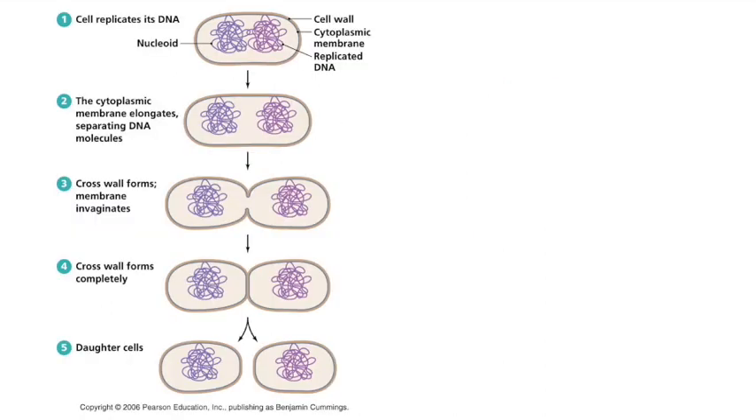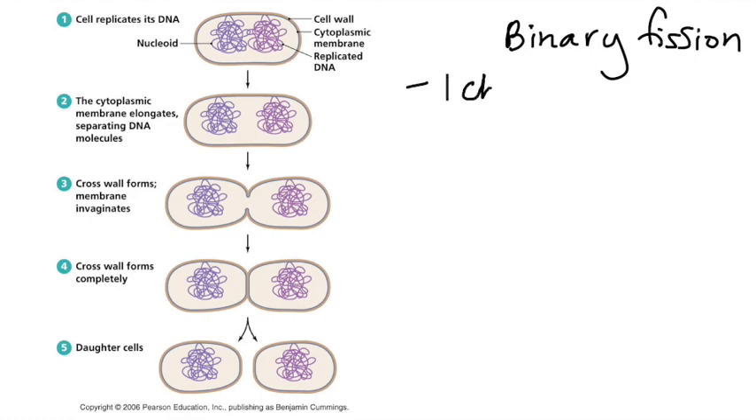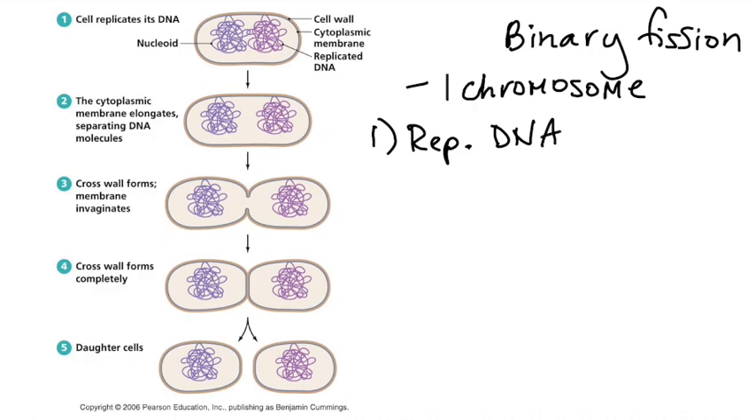Bacteria divide by a process called binary fission. Binary fission is much simpler than mitosis, because if you remember, bacteria only have one chromosome. And a lot of eukaryotic cell division is based on lining up and separating the sister chromatids, but that's not a problem for bacteria. The first step, much like with mitosis, is to replicate the DNA. We need to have two copies of that chromosome in order to divide.